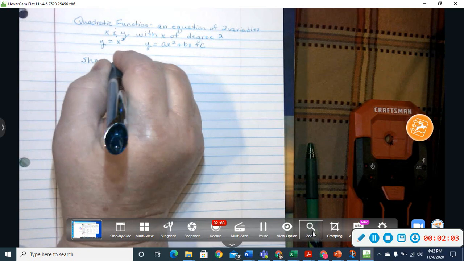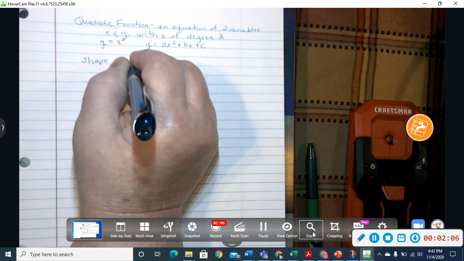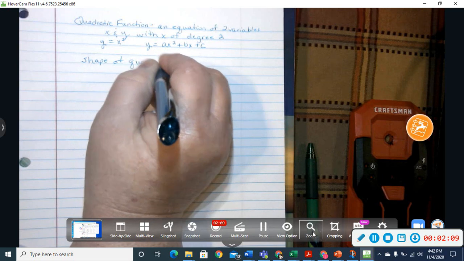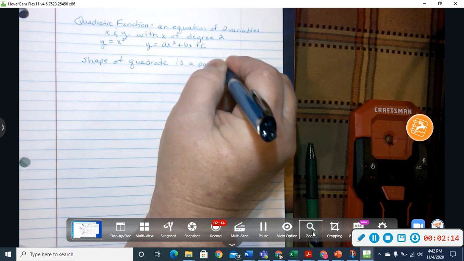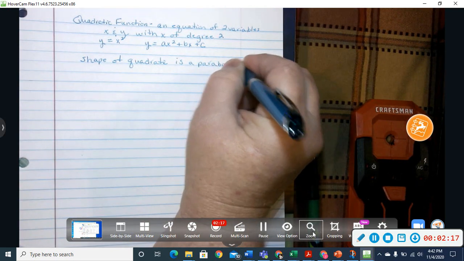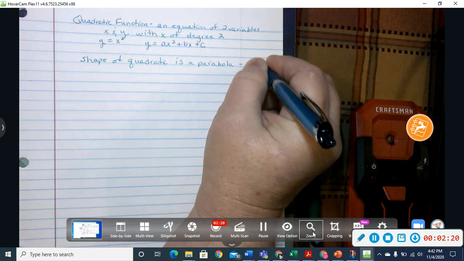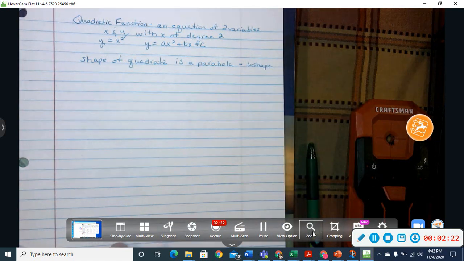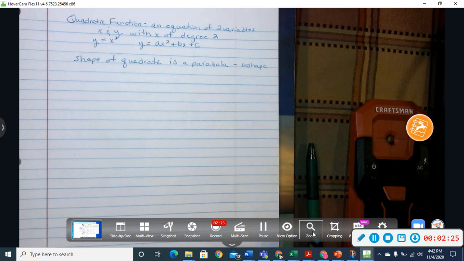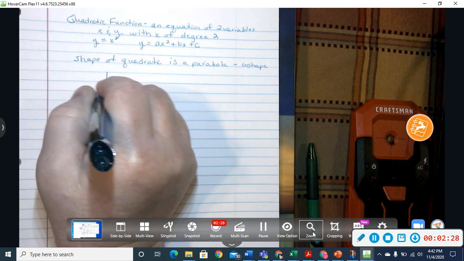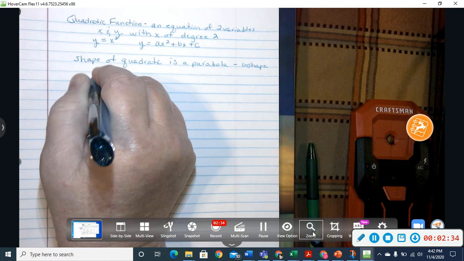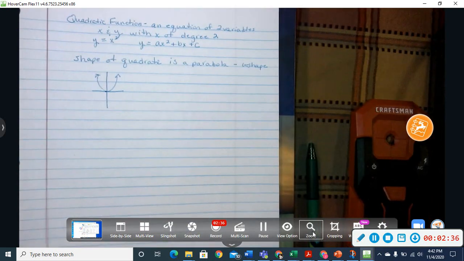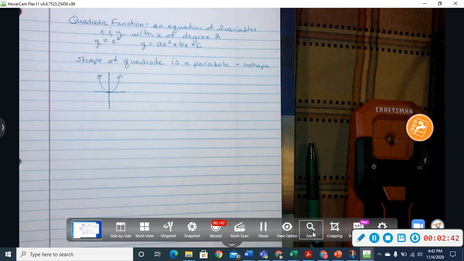A parabola is just a U-shape. The basic parabola, the vertex starts at 0, 0. But a parabola doesn't have to be at 0, 0. It can shift anywhere on the x and the y axis.